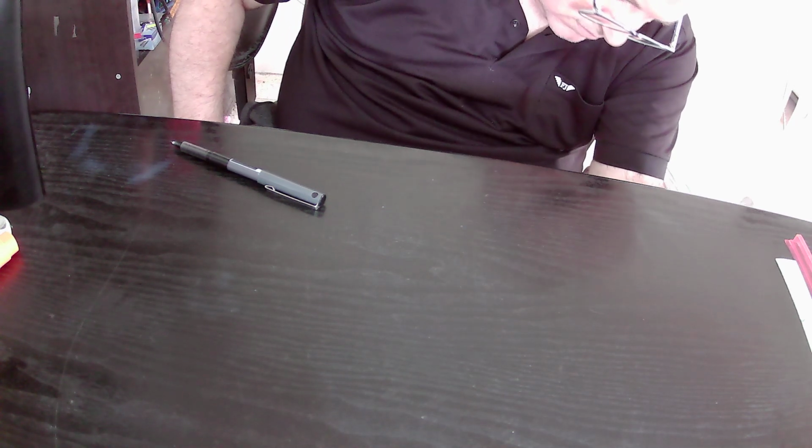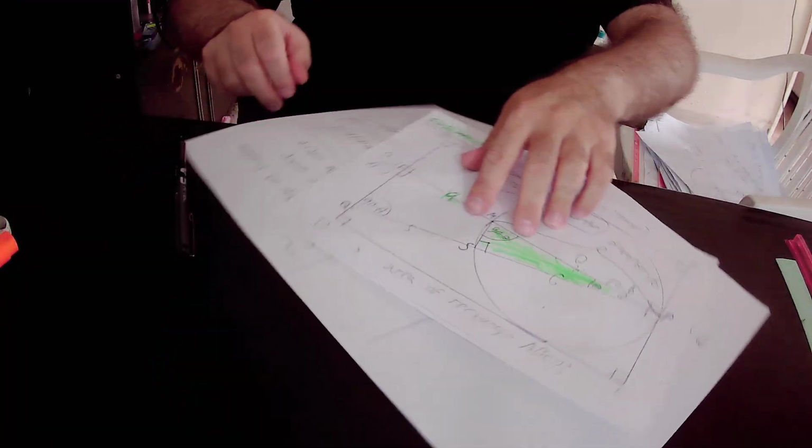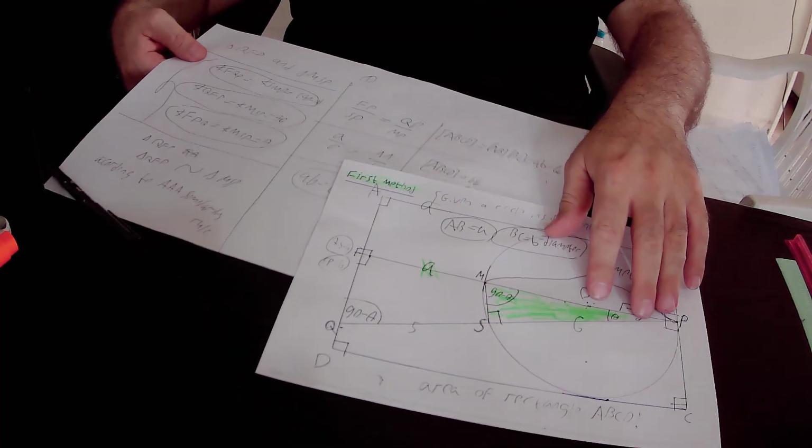Then I presented to you the second question, and we solved the second question in two different methods. So here in the drawing we have rectangle ABCD.